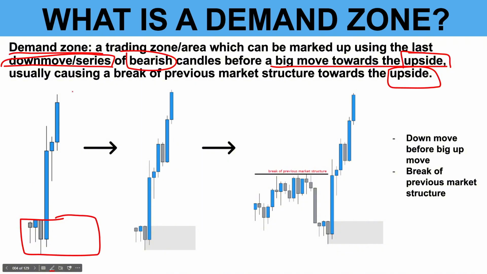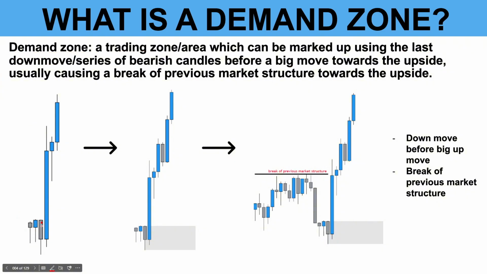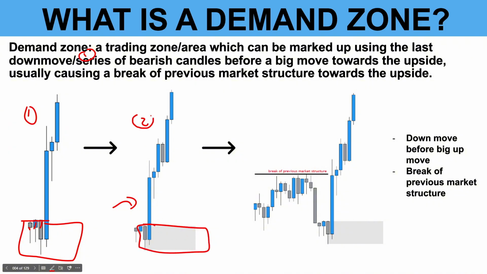Because we have the big up move right here. And what is the last down move before this big up move happened? It is this demand zone right here, which is the last series of bearish candles. As you guys can see, 1, 2, 3, all of these candles is the last down move, the last series of bearish candles. So step 1 done. Then we move on to step 2, which is marking up the zone using the box. So we mark up this box, and this is our demand zone, right?